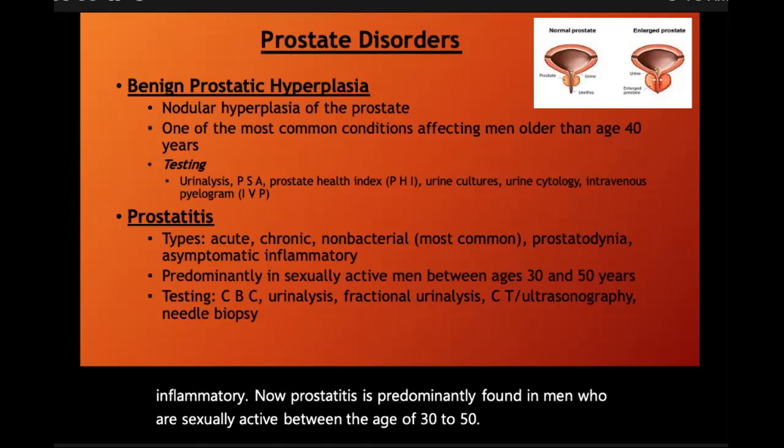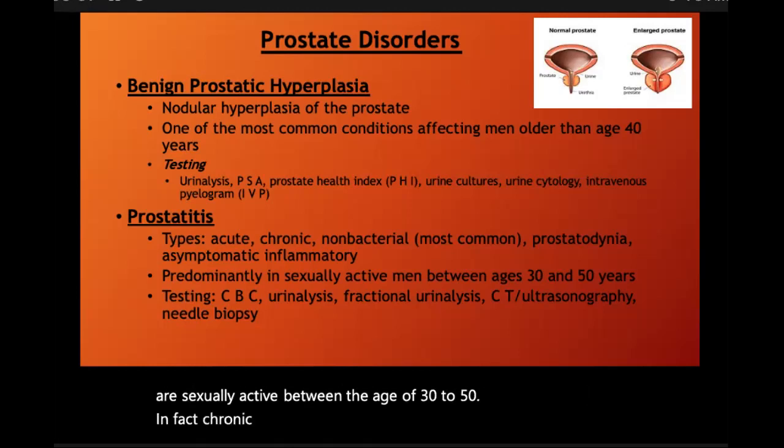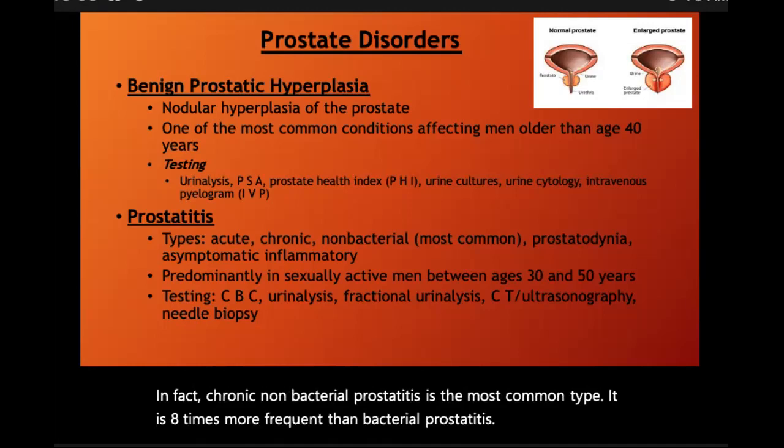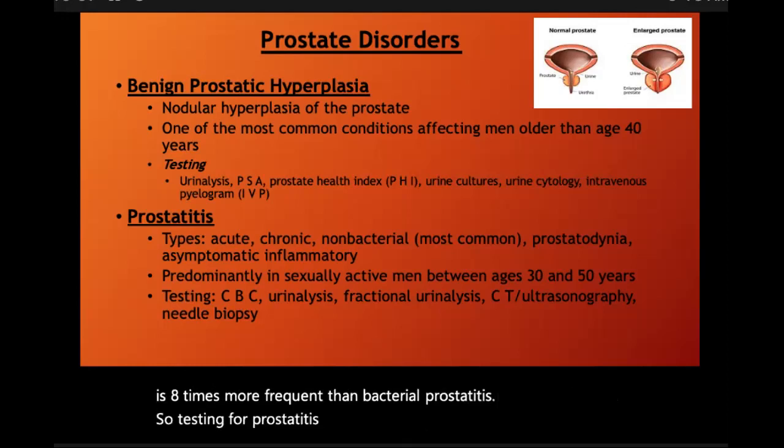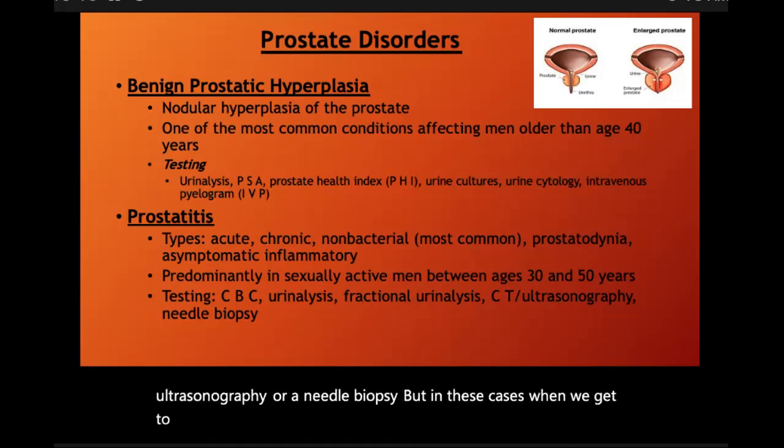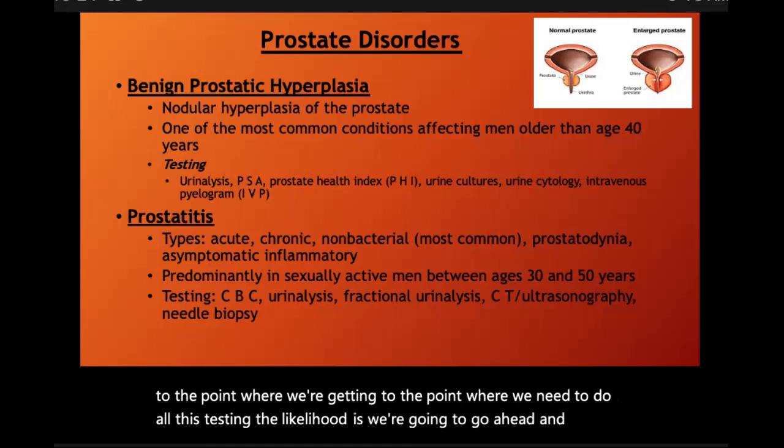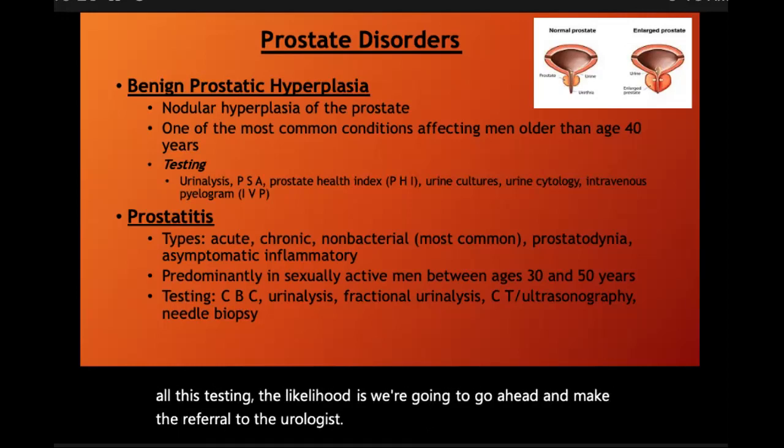In fact, chronic non-bacterial prostatitis is the most common type. It is 8 times more frequent than bacterial prostatitis. Testing for prostatitis includes a CBC, a urinalysis, a CT or ultrasonography, or a needle biopsy. But in these cases, when we get to the point where we need to do all this testing, the likelihood is we're going to go ahead and make the referral to the urologist.